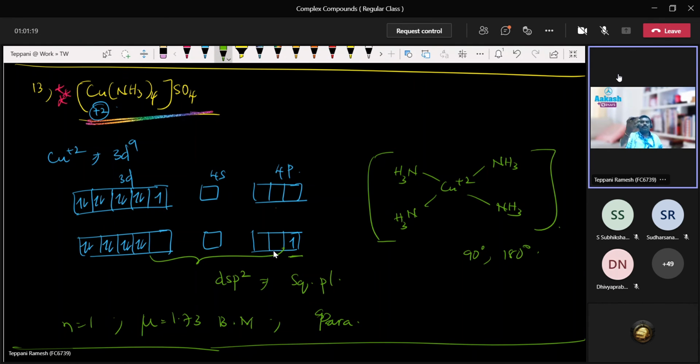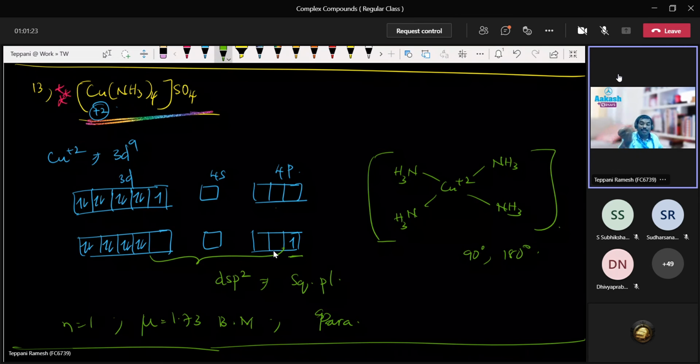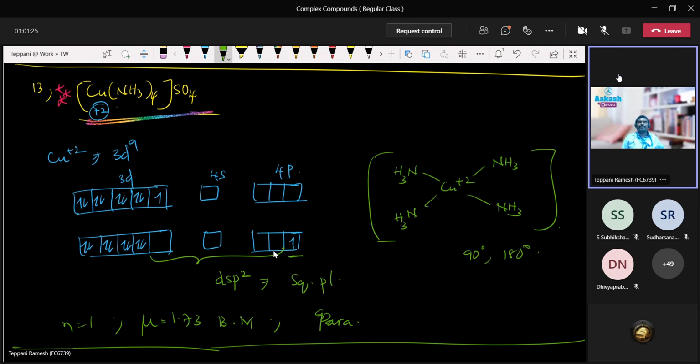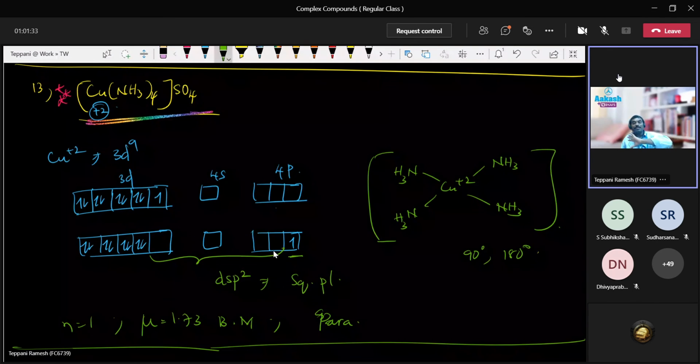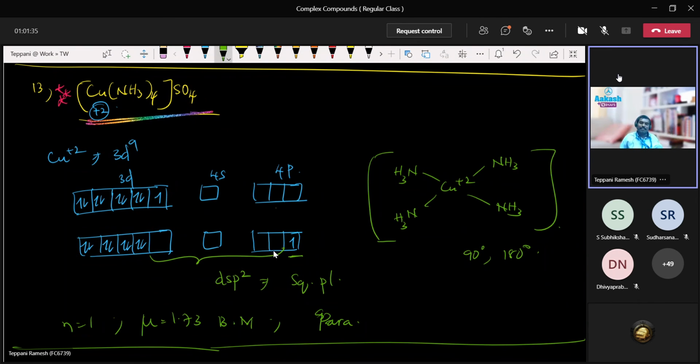Actually, you don't know which is strong field and which is weak field. Why pairing occurs and why pairing does not occur, he also did not explain. That is the demerit of this theory. What is the basis for electron pairing, he did not explain. We don't know. He is telling pairing may or may not occur.